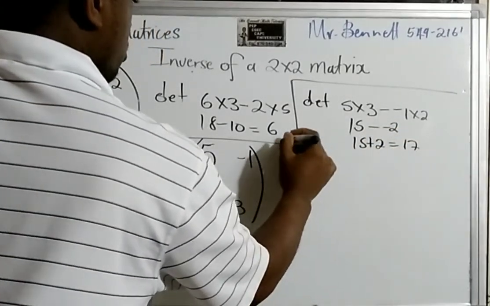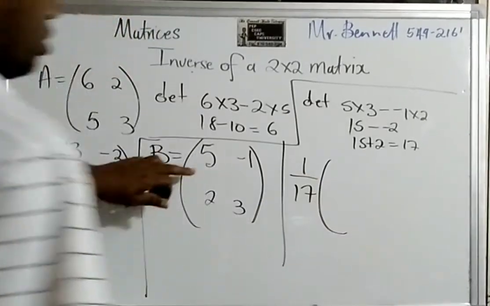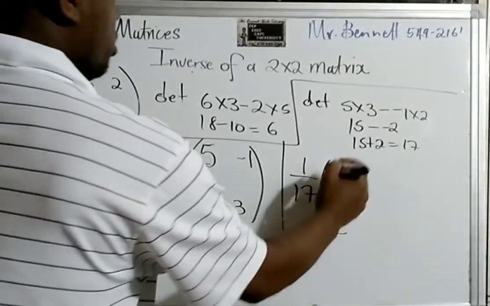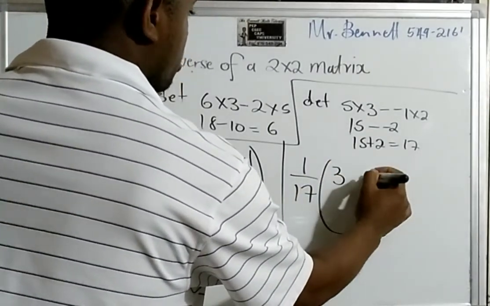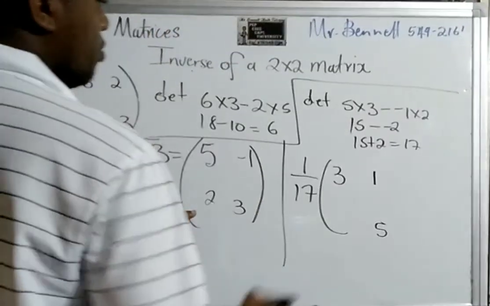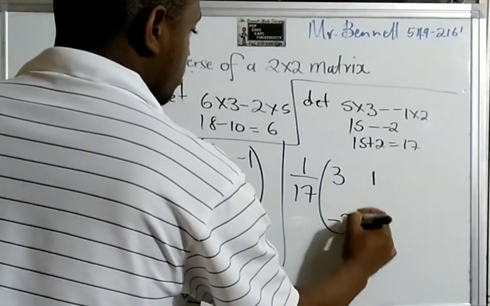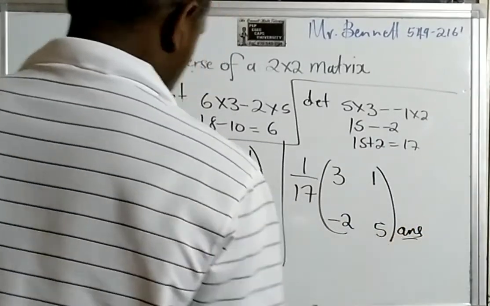So it's 1 over 17. The adjoint part now, A comes where D is, so it will be 3 up there, 5. This is negative 1, so it becomes positive 1. That's exactly what I wanted you guys to see. And this becomes negative 2. And that would be your answer.